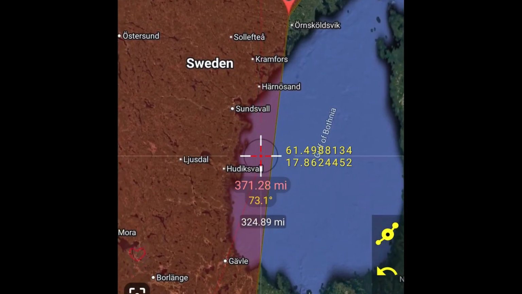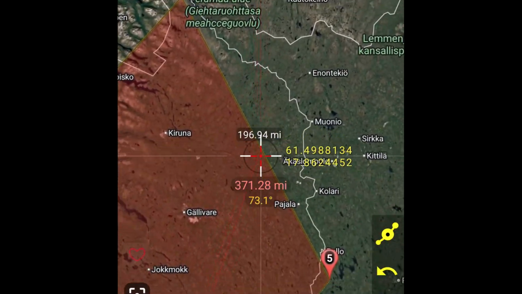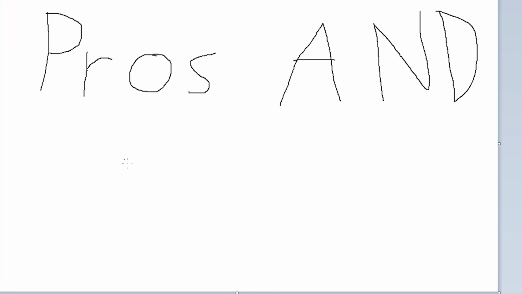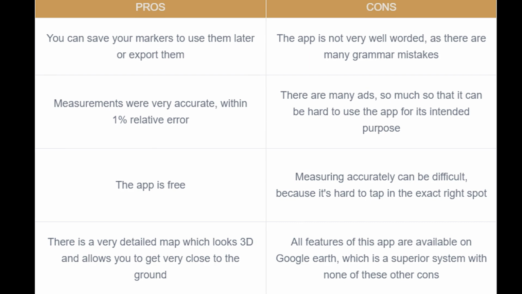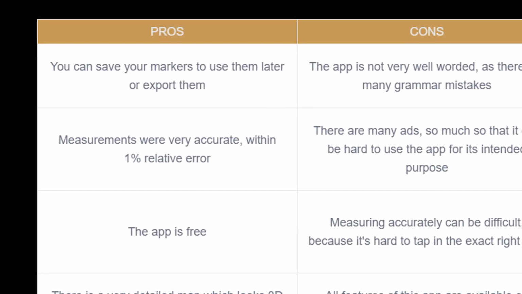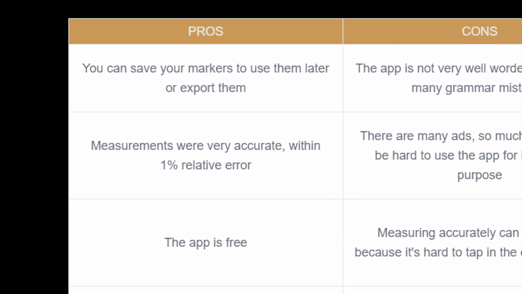We probably didn't account for this bit over the water here, or maybe this bit behind the border, but it's possible they cancel each other out a little bit. Here are some pros and cons of this app. Some pros of this app are that you can save your markers to use them later or export them. The measurements were very accurate with about a 1% relative error.